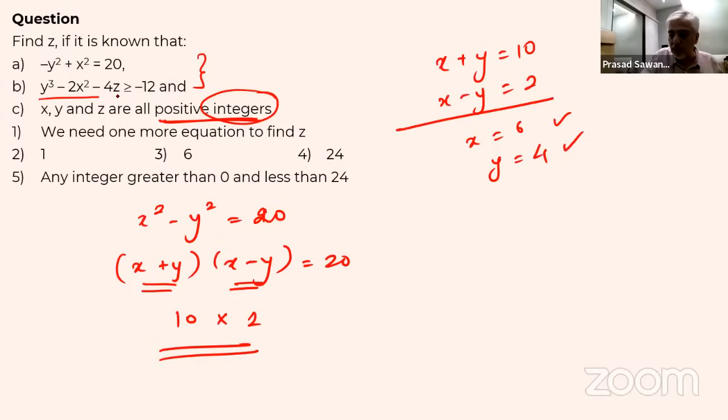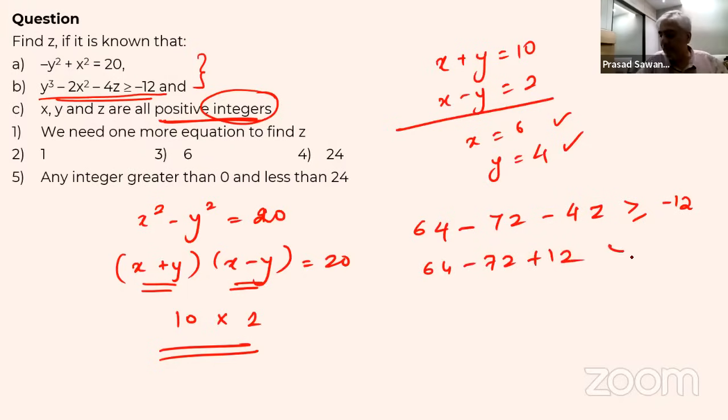Once you got this, just put it over here. Y cube will be 64 minus 2x square will be 2 into 36, 72 minus 4z greater than or equal to negative 12. Bring 12 here, take 4z there. 64 minus 72 plus 12 greater than or equal to 4z. 64 plus 12 is 76. 76 minus 72 is 4. 4 is greater than or equal to 4z. Divide by 4. 1 is greater than or equal to z. Which means z is less than or equal to 1.